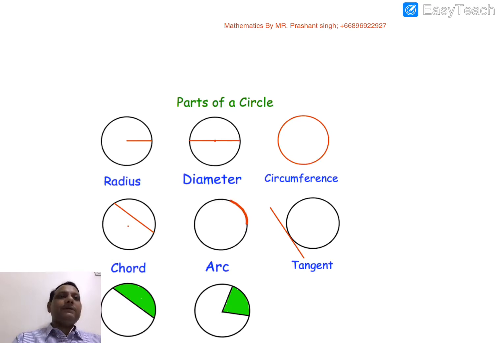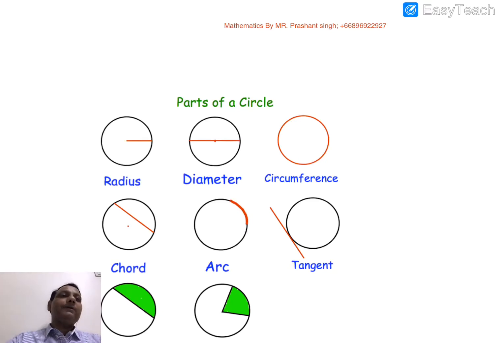Today we are going to learn about the circle, and a circle has so many parts. As you all know, in class 8, kids have learned about the circle: area, perimeter, or even how to calculate the circumference.